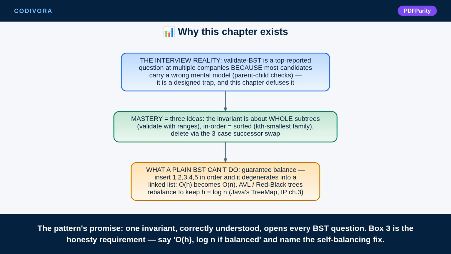Let's slow down and really build this up from scratch, one piece at a time. The pattern's promise: one invariant, correctly understood, opens every BST question. Box 3 is the honesty requirement. Say O of log n if balanced, and name the self-balancing fix. Trace the arrows on screen slowly. That single picture is the whole idea in one glance.